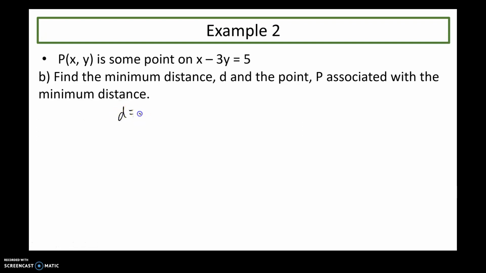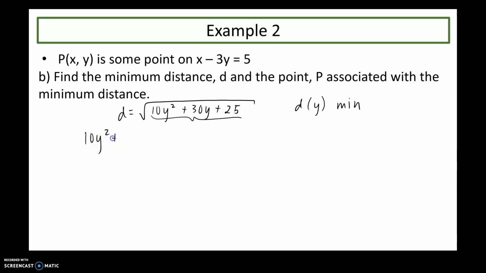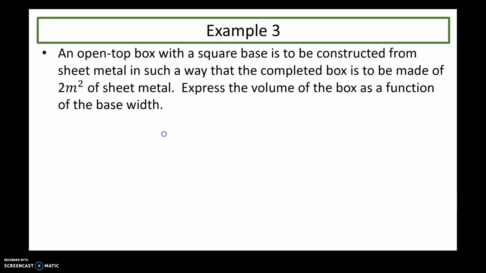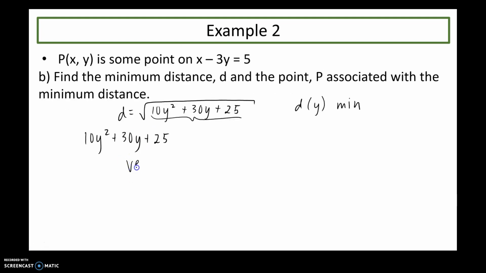Okay, so here's our distance, 10y squared plus 30y plus 25 under the square root. My distance in terms of y will be a minimum when this function underneath is a minimum. Well, this function isn't new to us. It's a quadratic. Hopefully this seems familiar from when we did the optimization problems also. If I'm looking to minimize a quadratic function, the minimum just comes from the vertex. So my vertex is negative b over 2a.